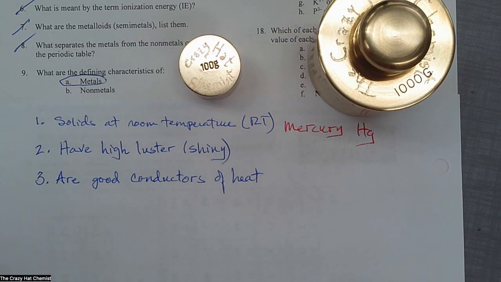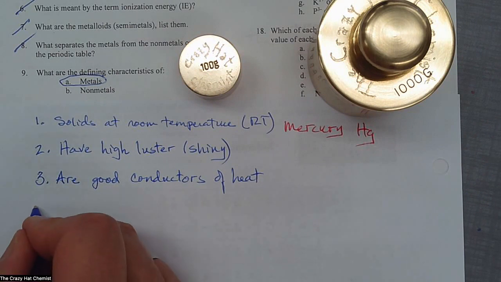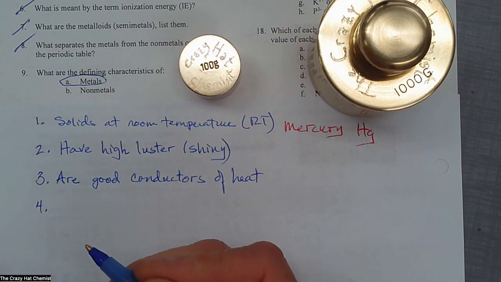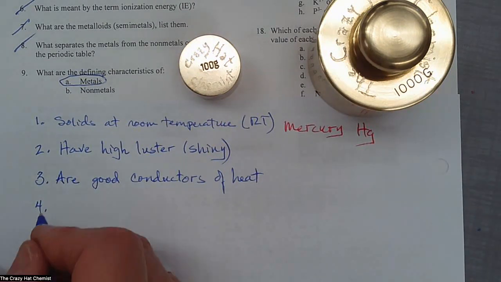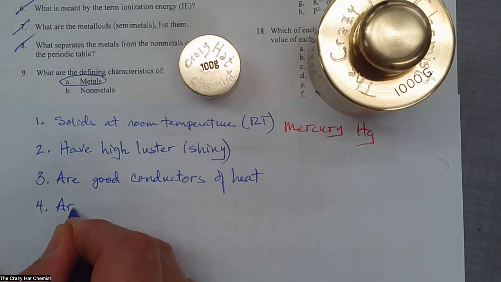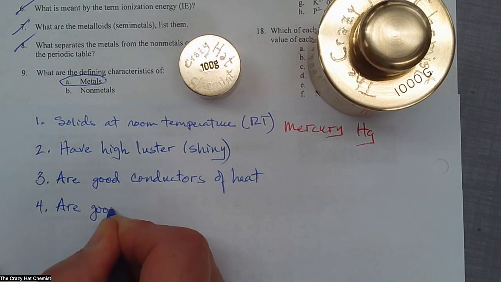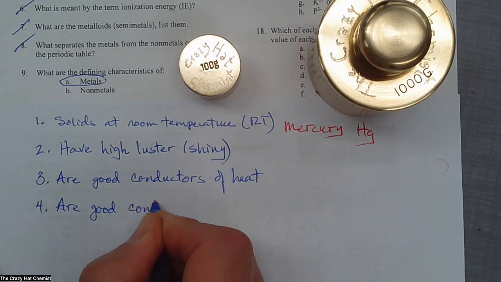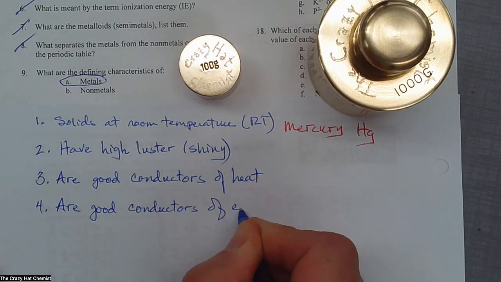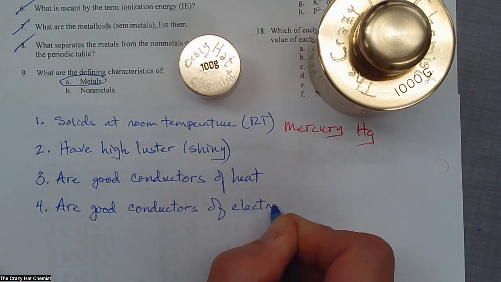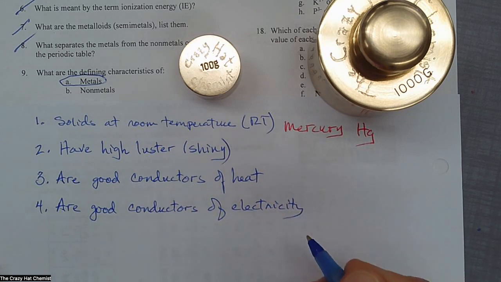Furthermore, if I were to go outside and it'd be really hot and sunny outside, and if I were to touch the hood of a car, it would be very warm. All right. Number 4. So 1, 2, 3, and 4. Metals are good conductors of electricity. That means that they conduct electricity.